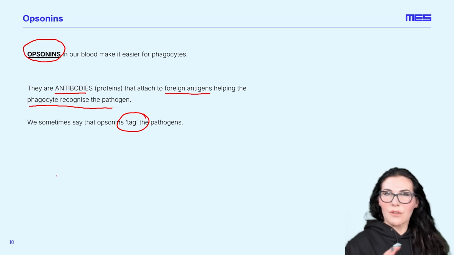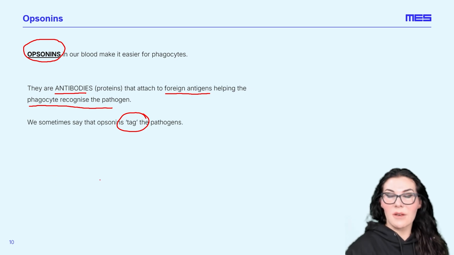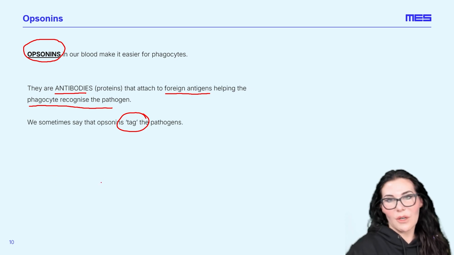That is the kind of end of the phagocytosis bit. So what we're going to move on to next is what then happens with these T helper cells which have been activated by the phagocytes.